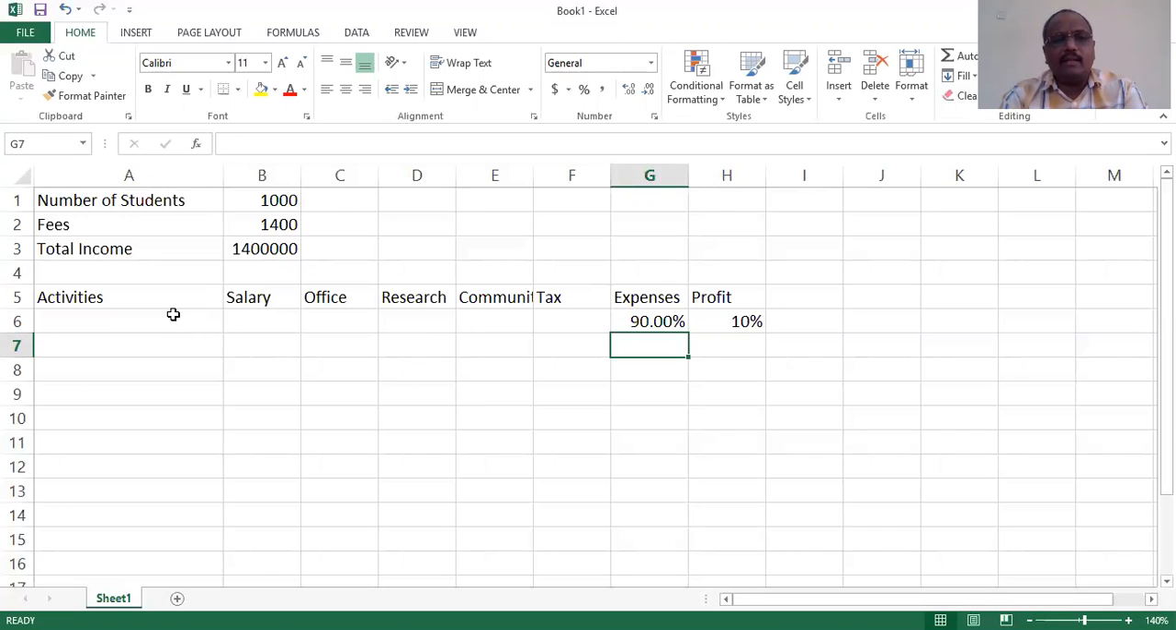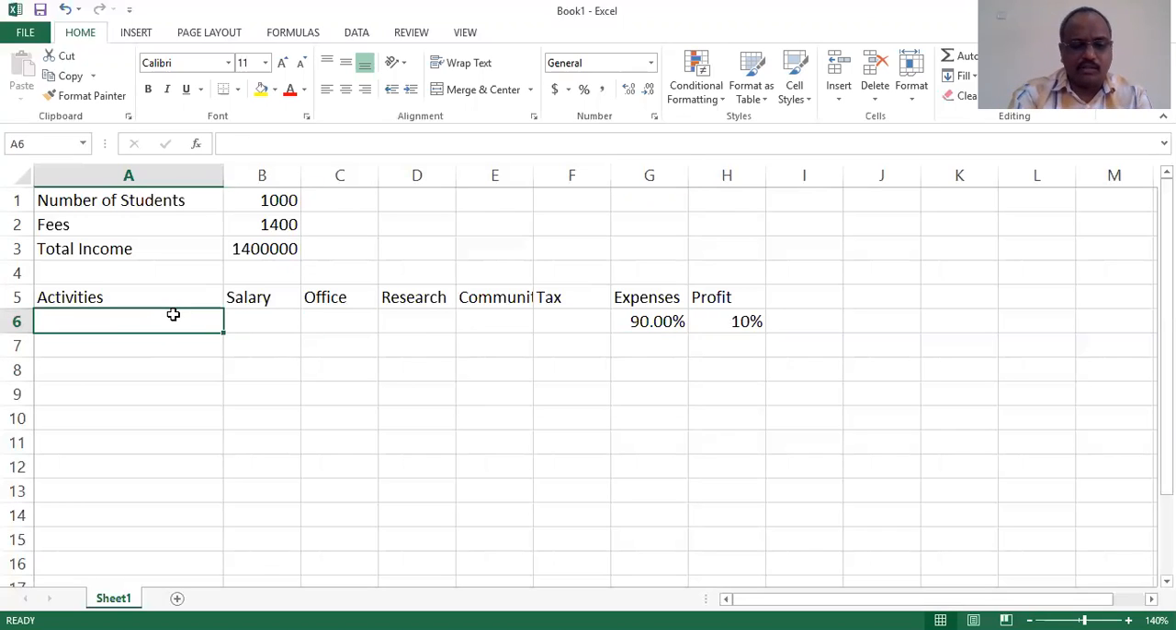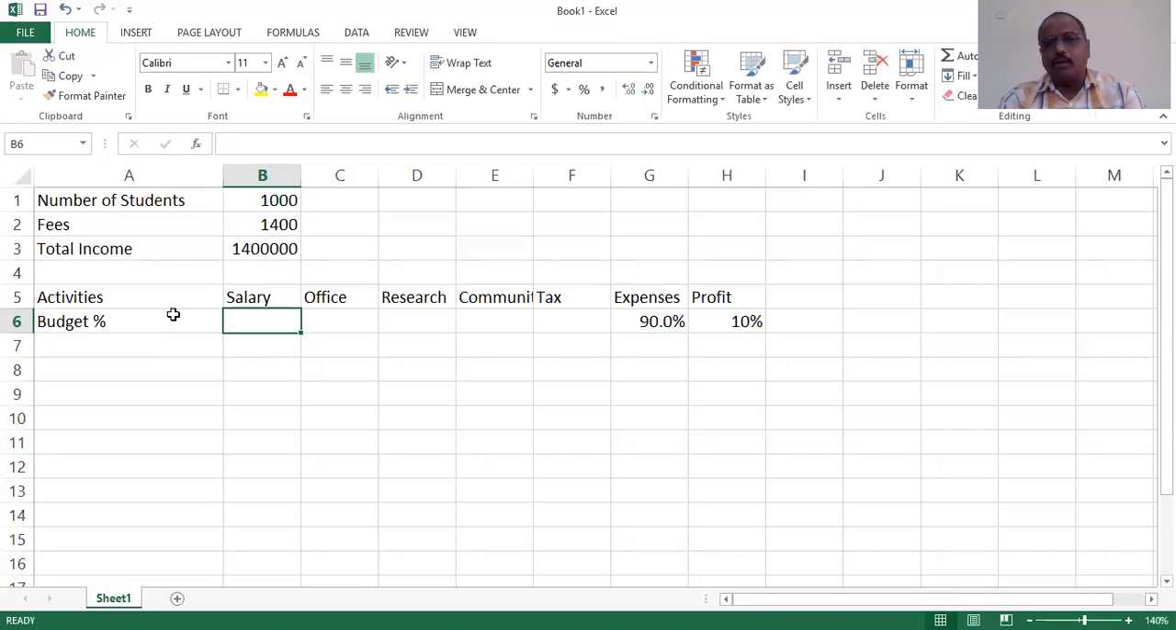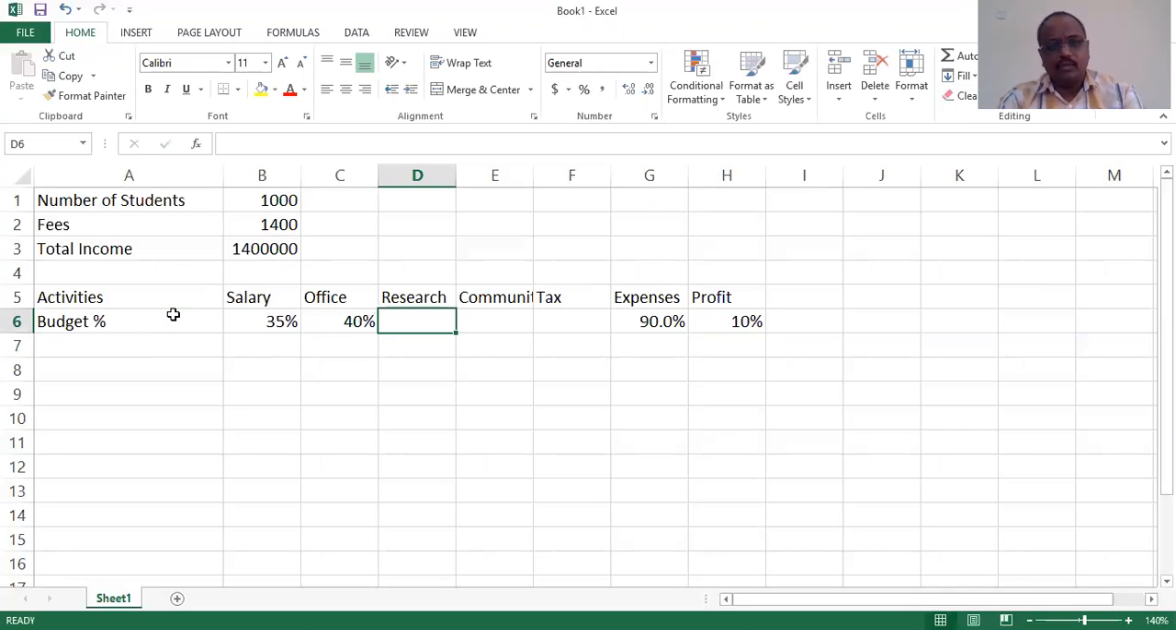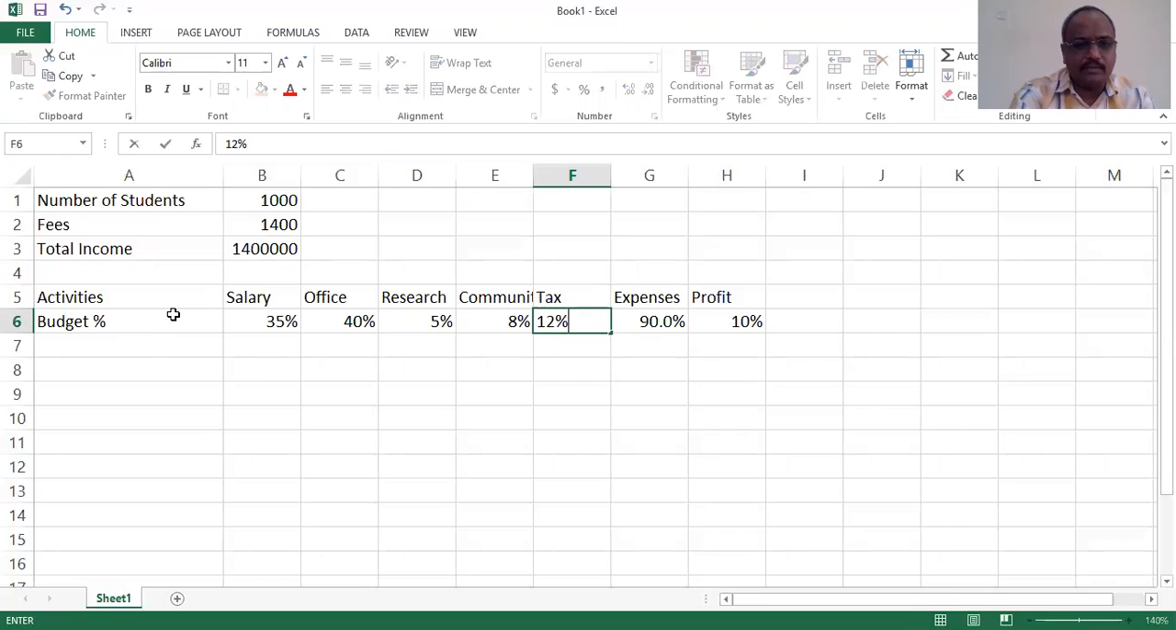Now they have given the budget allocation. They have given it in percentage, so I am going to include them. This is 35%. The next one 40%. Then 5%, 8%, and 12%.